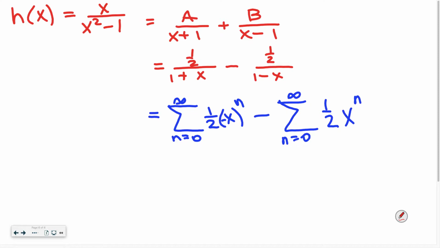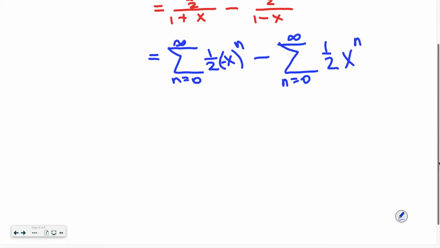Because A was 1/2 and B was 1/2. They were both positive 1/2. So I made this a negative 1/2 so that I could write this as 1 minus x instead of x minus 1. Yeah, I was just confused. You're right, he was confused and I was reestablishing it.